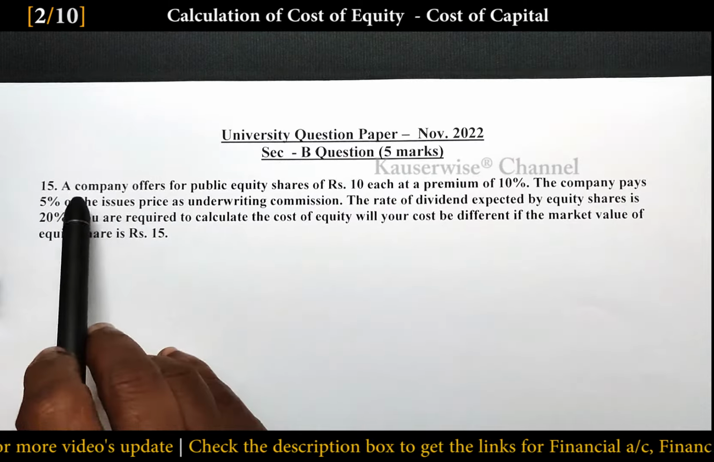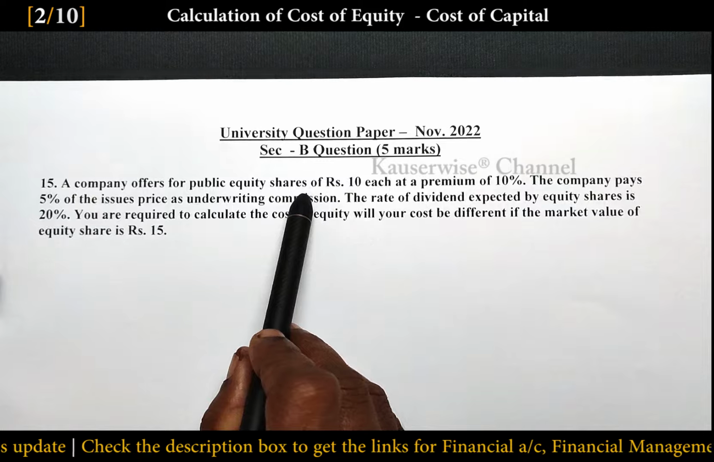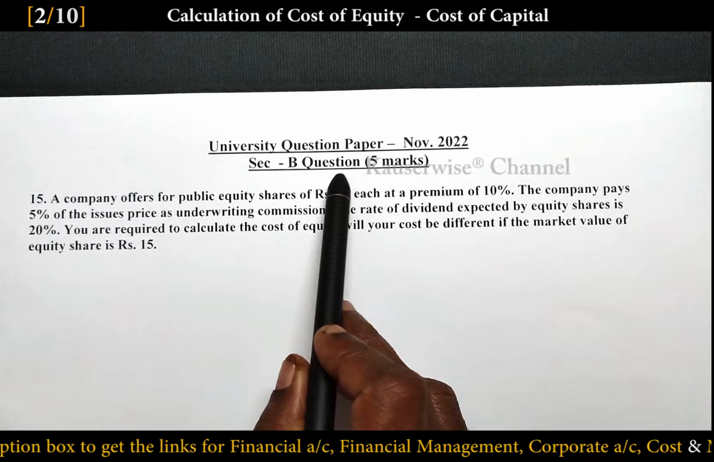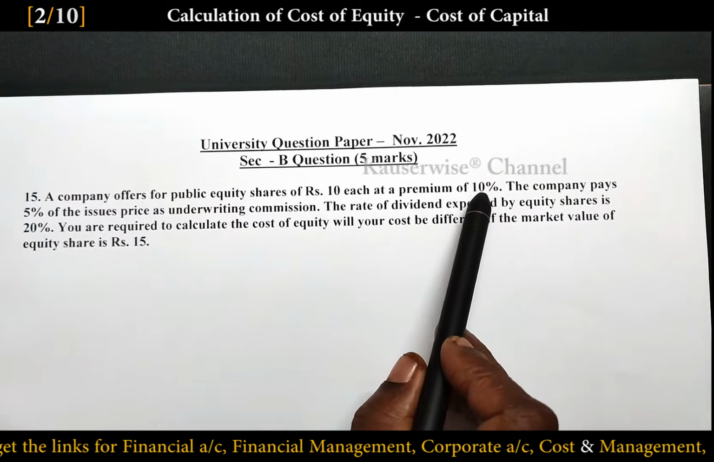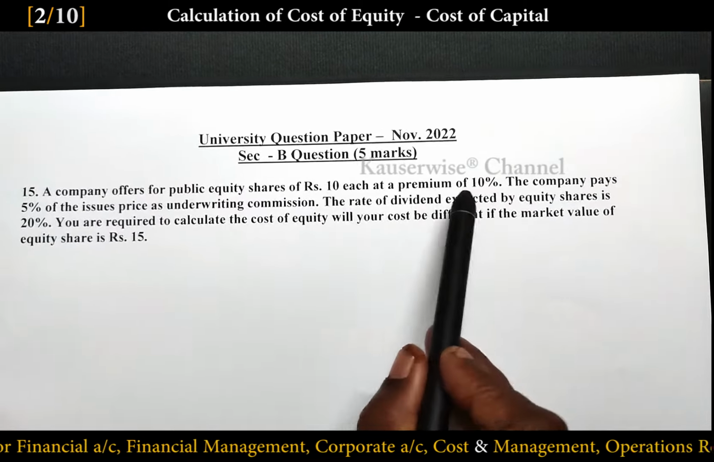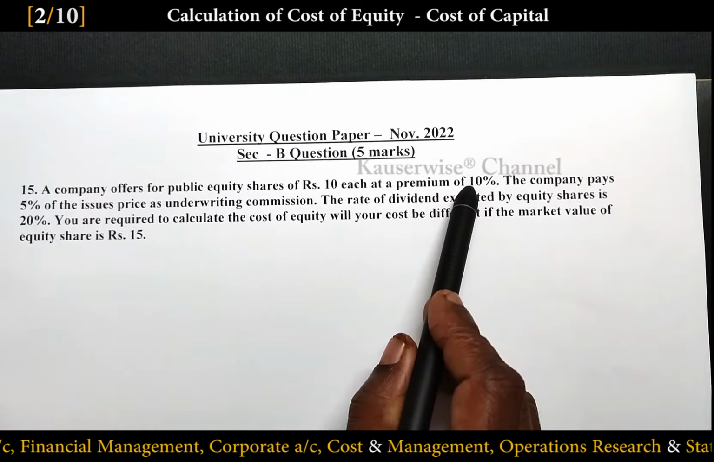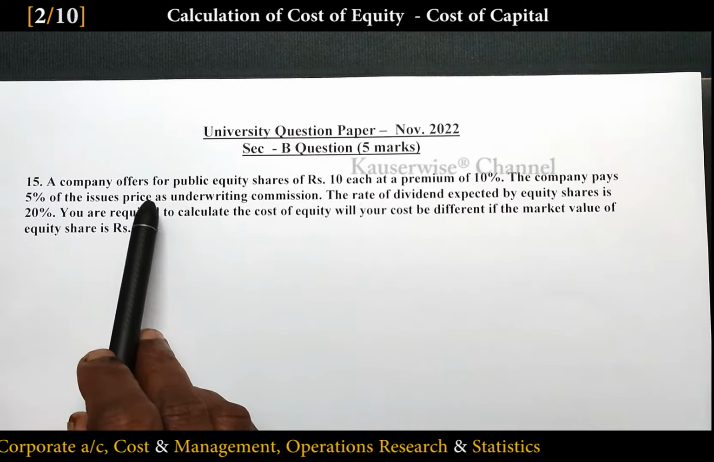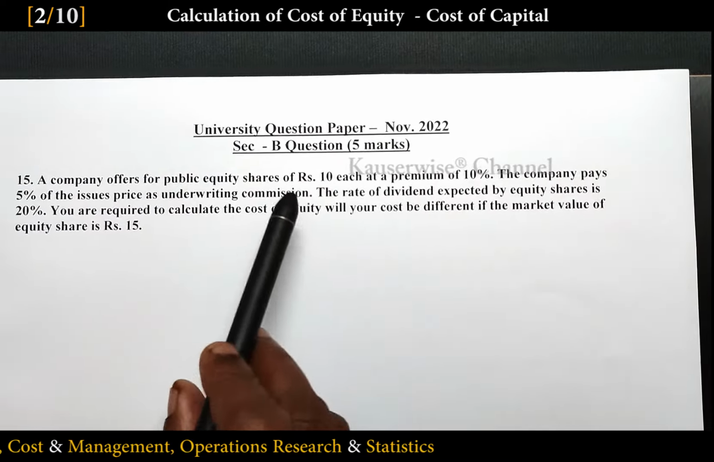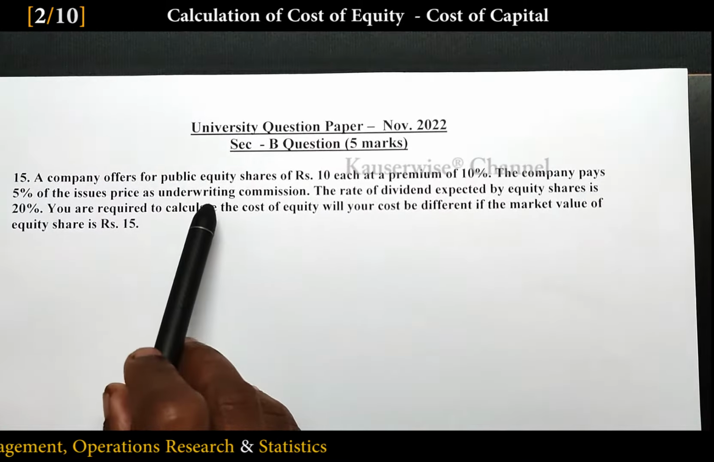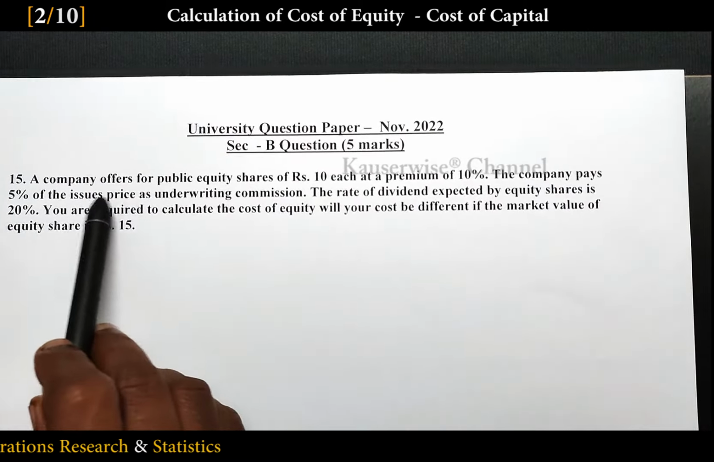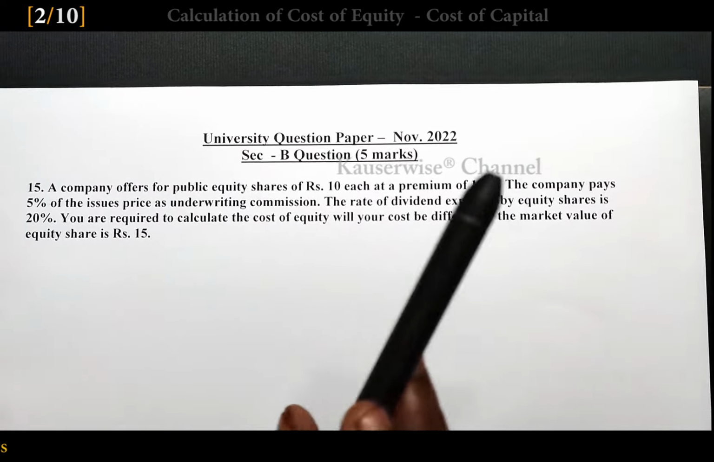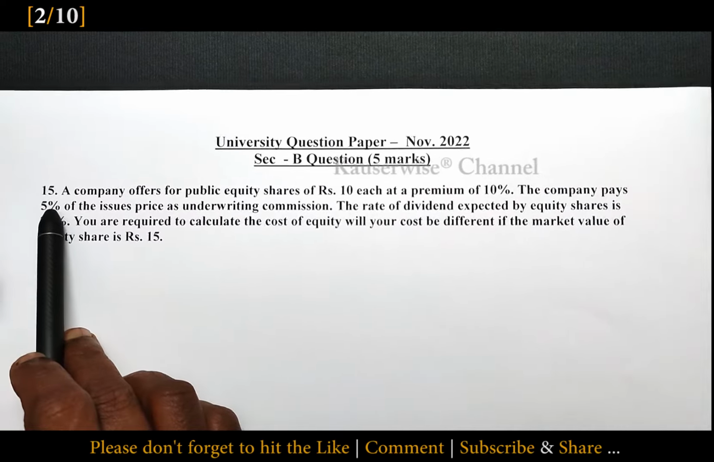See the problem. A company offers for public equity shares of rupees 10 each at a premium of 10%. Okay, this is the face value and issue price is at 10% premium. So 10 rupees plus 10%, 1 rupee. So issue price is 11 rupees. Okay, the company pays 5% of the issue price as underwriting commission. So the company has to pay 5% underwriting commission on what? Issue price. So issue price is 10 plus 1, 11 rupees. So on 11 rupees, we need to calculate 5% underwriting commission.